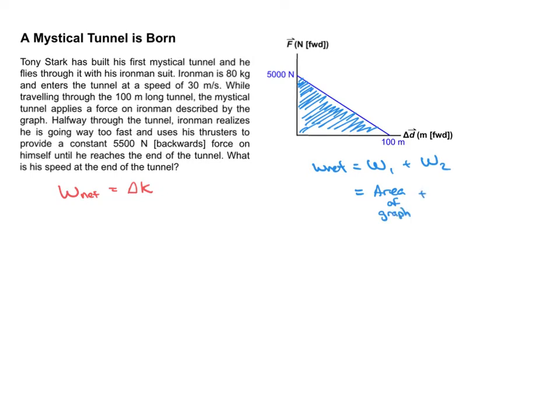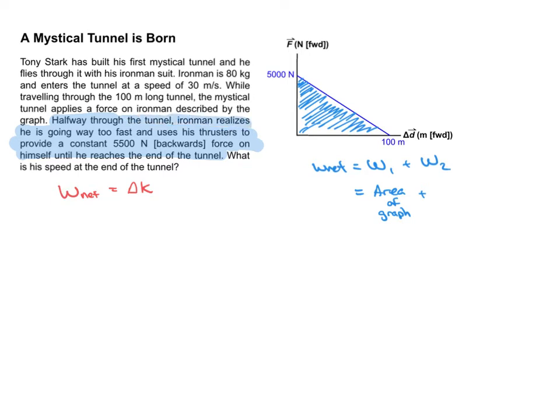Meanwhile, work 2, let's see what they say about the second force. That's going to be his thrusters. He realizes he is going way too fast and uses his thrusters to provide a constant 5,500 Newton backwards force until he reaches the end of the tunnel. And actually, one more important thing is he doesn't start using the thrusters until he's halfway through. Okay, halfway through the tunnel.